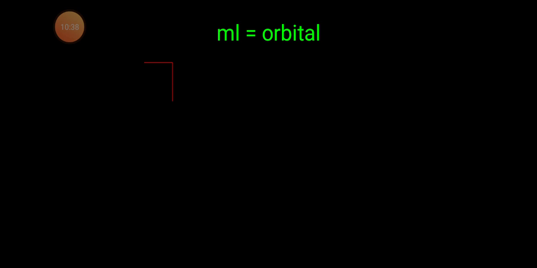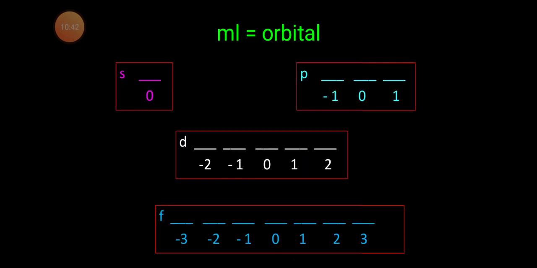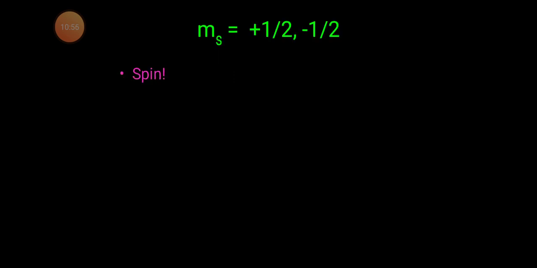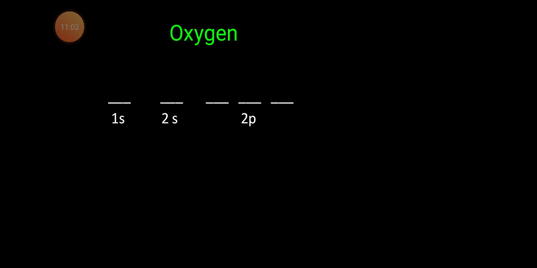We have the ml orbitals given now. For s, p, d, f, the different values are mentioned here. For s it is 0. For p there are three values, px, py, pz, that is -1, 0 and +1. For d there are a total of 5 values, and for f there are 7 values. Some exercises are given here for oxygen particularly. So how can I represent the 4 quantum numbers for the last electron?